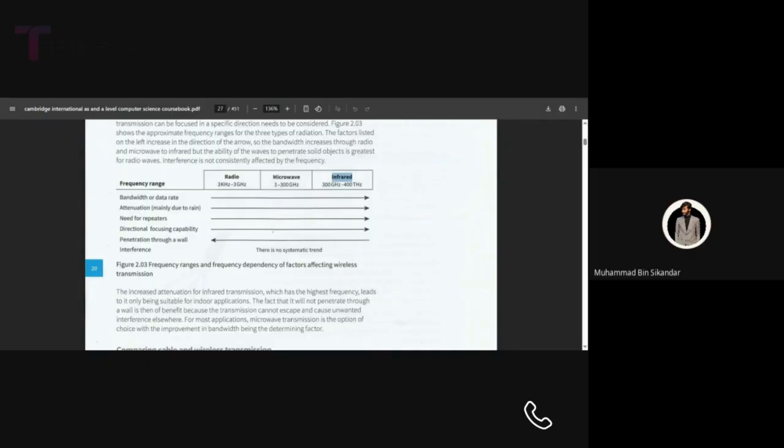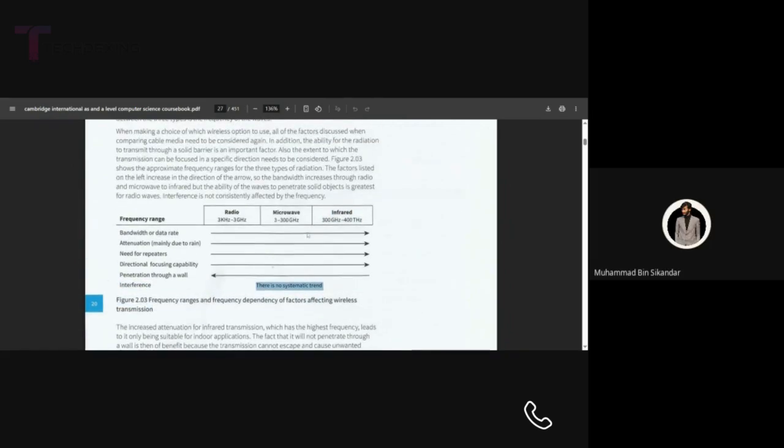And in case of interference, there is no proper trend which I can show you, because it might vary based on the scenario. Like if I have radio waves, it can be disrupted by electromagnetic signals, and it also depends upon the intensity of the electromagnetic signal. If I have a very strong electromagnetic signal, then my radio waves will be disrupted.